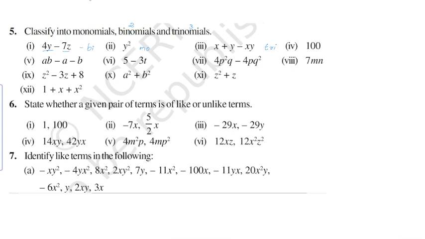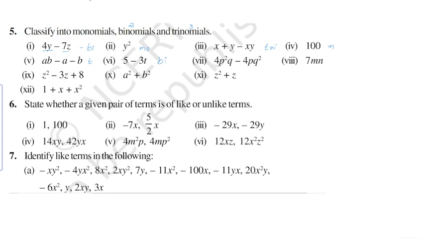Here only one term is there, a constant. Only a constant, then also it is a term. So this is a monomial. How many terms are there here? Here 3. AB is one term, minus A is another term, minus B is another term. So this is a trinomial. How many terms are there here? Yes, 2 terms. 5 is the first term, minus 3t is the second term. So this is a binomial. Similarly you can do all the other questions.